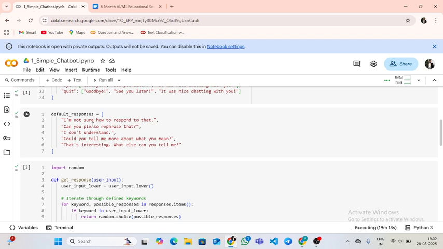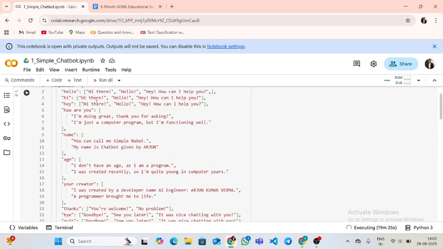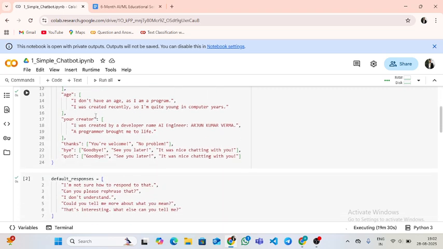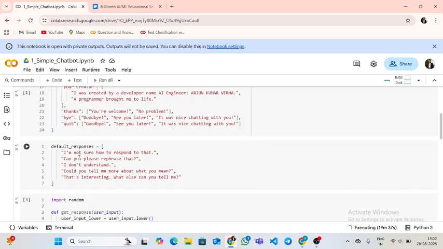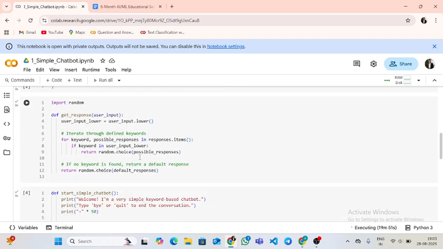Default responses means if you give input to the chatbot or ask anything which is not mentioned here, that is hello, hi, how are you, what is your name, who is your creator, thanks, bye, quit. Instead of these things, if you ask anything else, the chatbot responds, I am not sure how to respond to that. So out of these five sentences, the chatbot may give you any type of answer. So we will move to our next step.